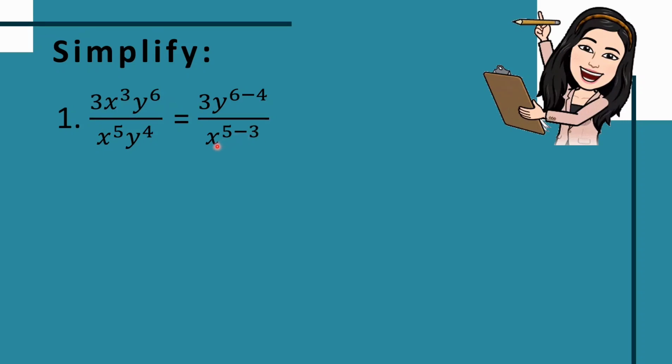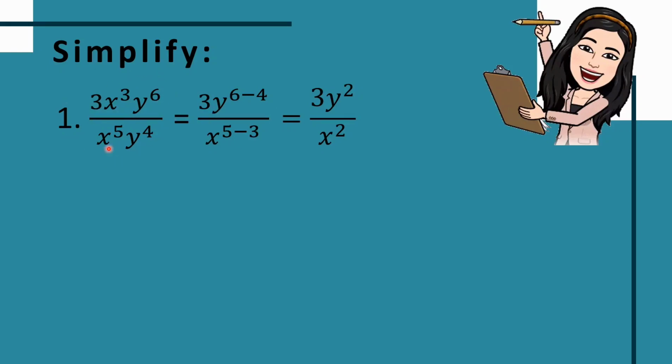Next, let us simplify. So, 3, kopyahin, y, kopyahin, and then 6 minus 4 is equal to 2. Kaya po siya naging y squared. Divided by 5 minus 3 is 2, x squared. So, therefore, kita nyo na hindi na tayo nakakome up ng negative exponent. Kasi ginamit natin yung technique na diretso tayo sa positive exponents. So, therefore, this expression is equal to 3y squared divided by x squared.